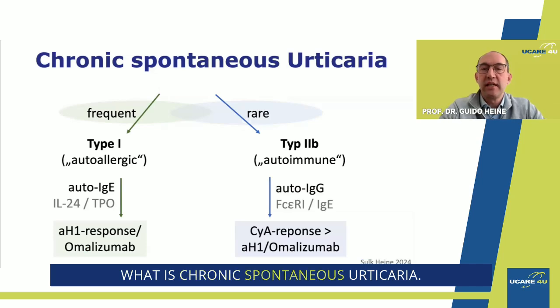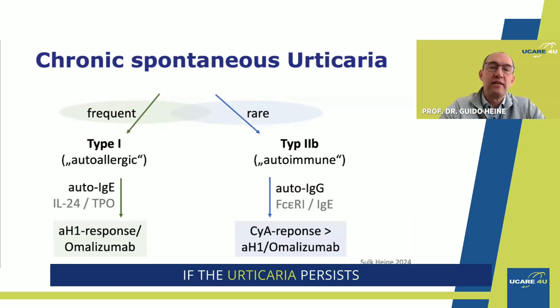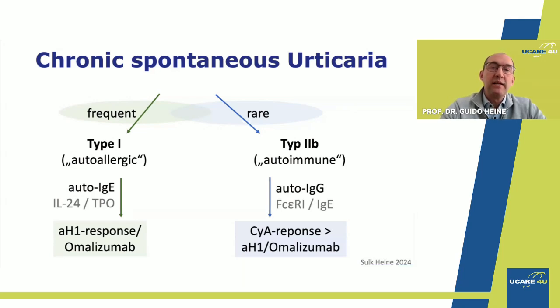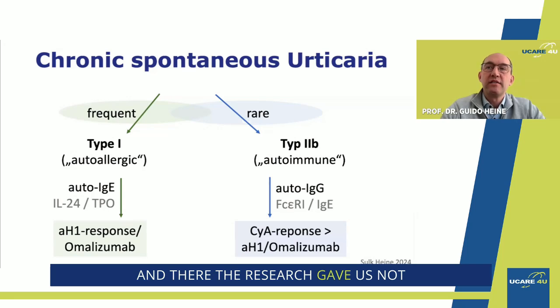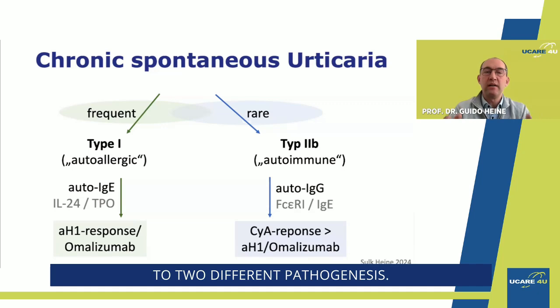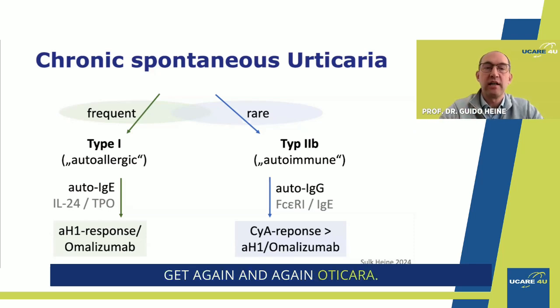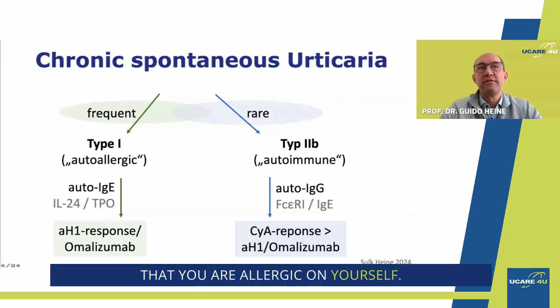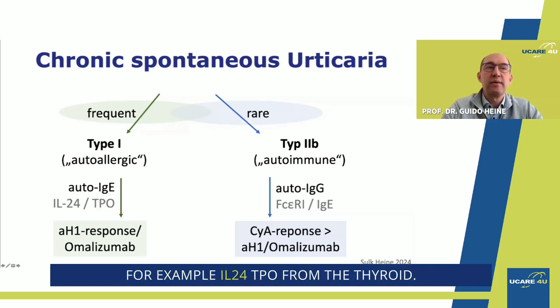What is chronic spontaneous urticaria? It is when the urticaria persists for a long time. And there the research gave us not the answer, but a good direction. It is making up the box into two different pathogeneses, two main reasons why you get urticaria again and again. The first, more frequent reason is that you are allergic to yourself. This is called autoreactive, against yourself reactive IgE, for example, IL-24, TPO from the thyroid.